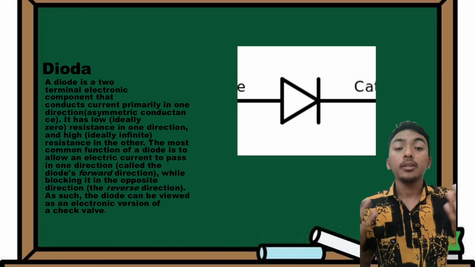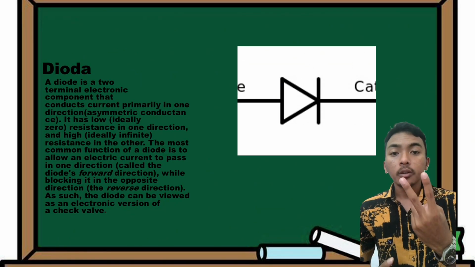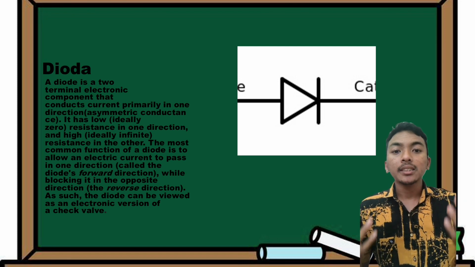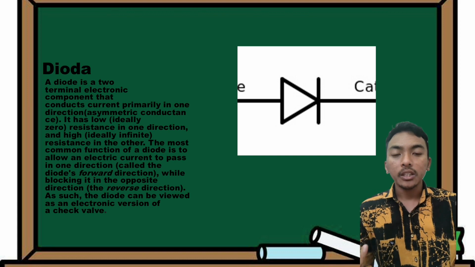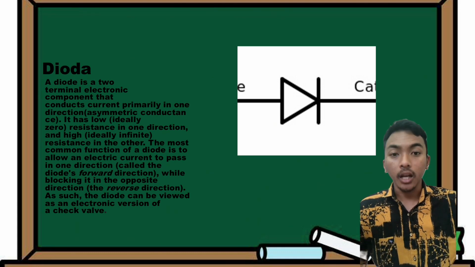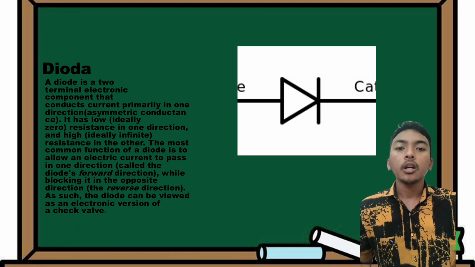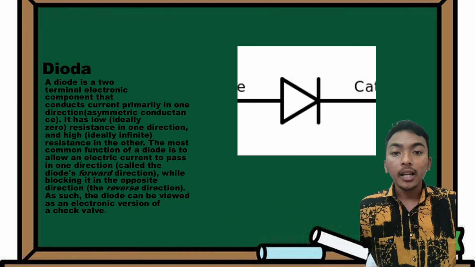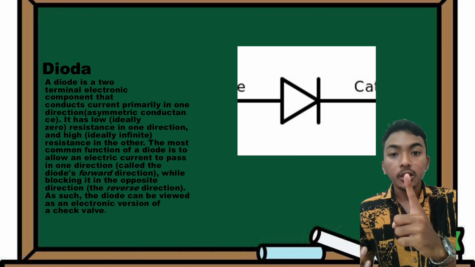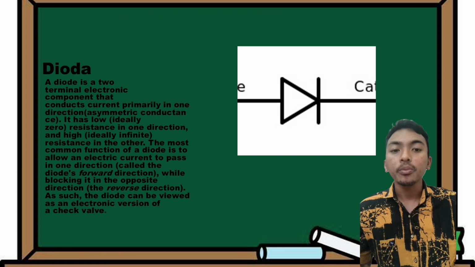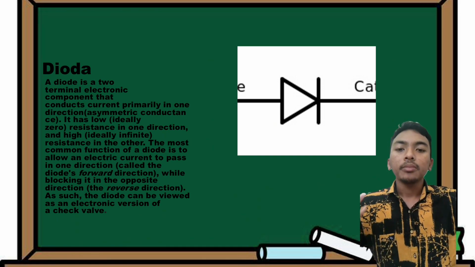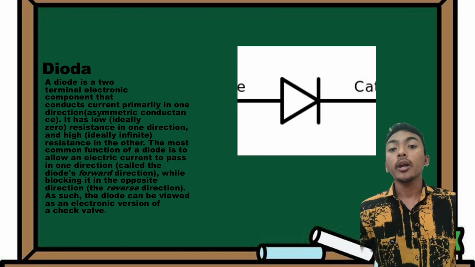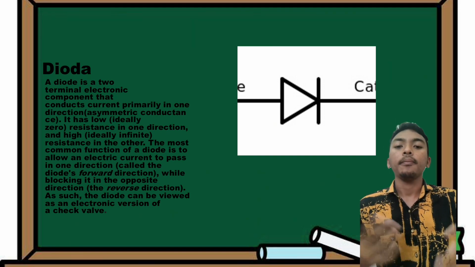And now we have a diode. A diode is a two-terminal electronic component that conducts current primarily in one direction. It has low resistance in one direction and high resistance in the other. The most common function of a diode is to allow an electric current to pass in one direction, called the diode's forward direction, while blocking it in the opposite direction. As such, the diode can be viewed as an electronic version of a check valve.